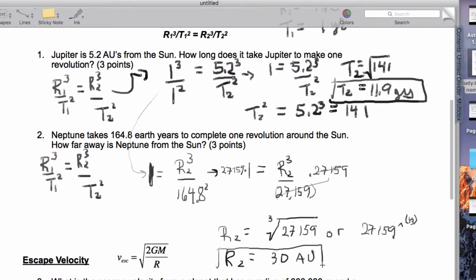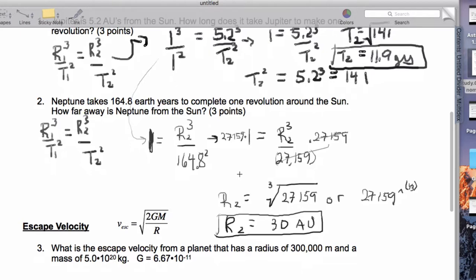So 30 times the Earth-Sun distance. By the way, since it takes 8 minutes for light to get from the Sun to the Earth, it means it's going to take about 240 minutes, or about 4 hours, for light to reach Neptune from the Sun. But we did that in the last unit.